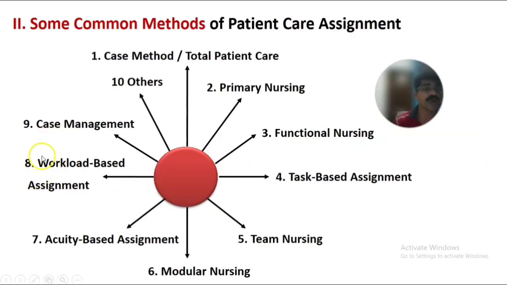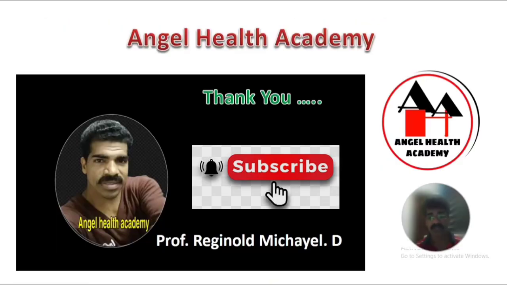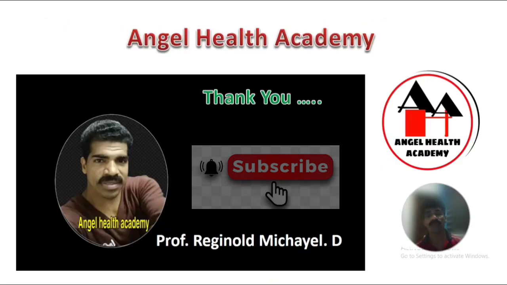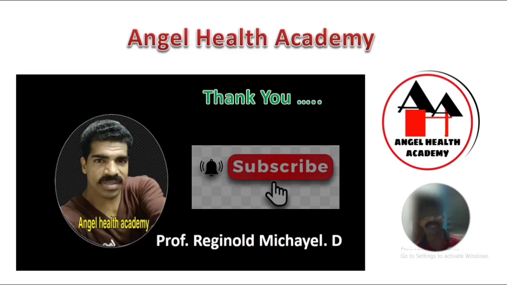So far we have discussed the common methods of patient care assignment. That includes 10 important methods. We discussed the case method of total patient care, primary nursing care, functional nursing, task-based assignment, team nursing, modular nursing, acuity-based assignment, workload-based assignment, case management, and others. Others we have discussed are the patient rounding method, rotational assignment, triage-based assignment, and patient-centered care. So today we have discussed in detail the different patient care assignment methods or models of nursing care delivery.